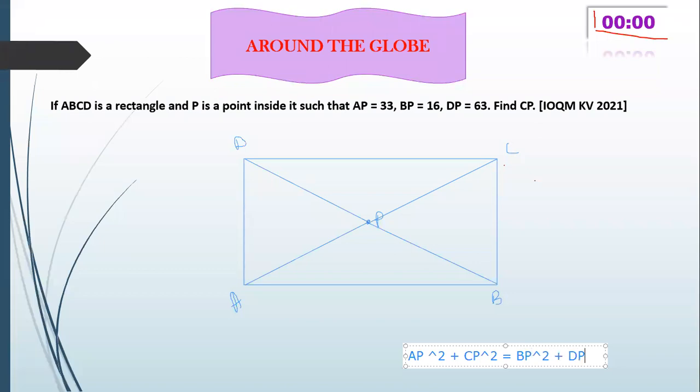In this case you will find that AP is given 33, BP is given 16, DP is given 63, and you have to find the value of CP. Now by using this equation, if you solve it you will get that the value of CP is 56. So 56 is the answer, and this question came in IOQM KV 2021. Meaning of KV? Kendriya Vidyalaya.